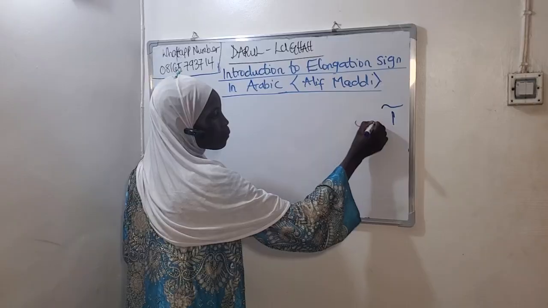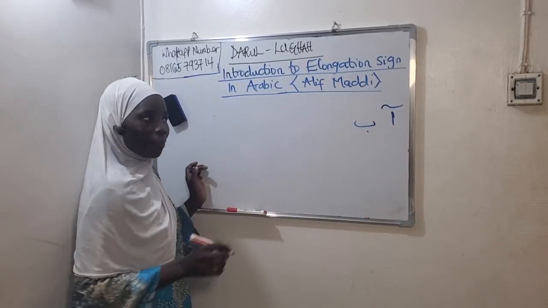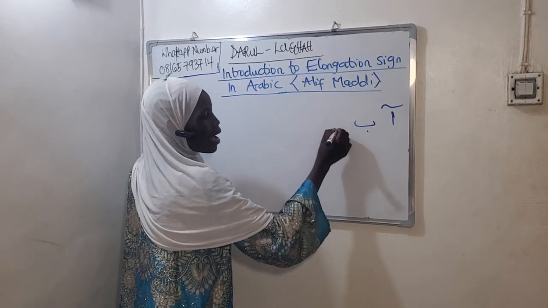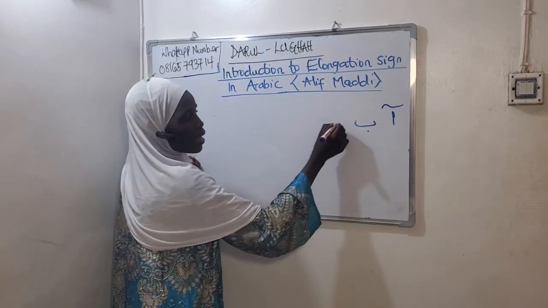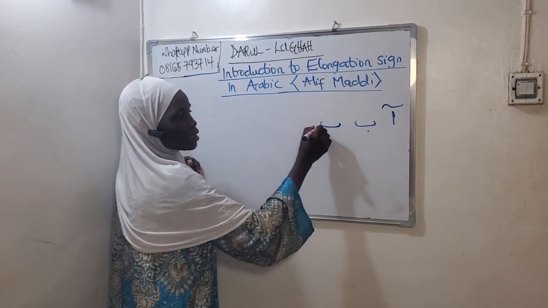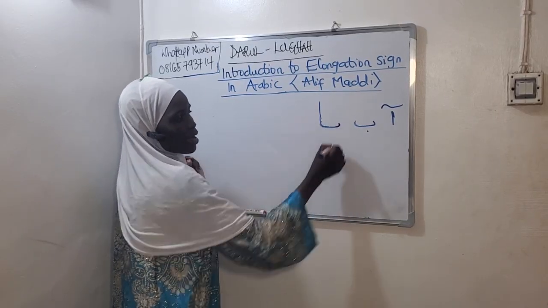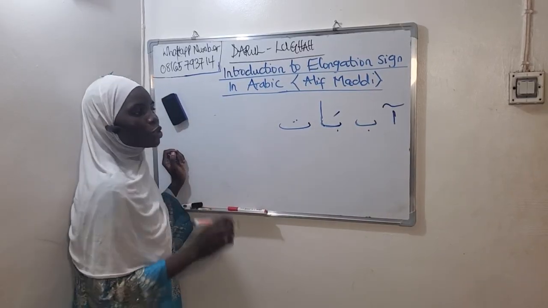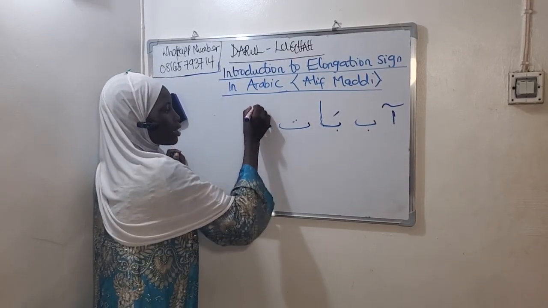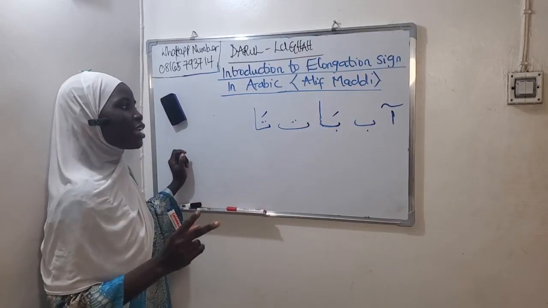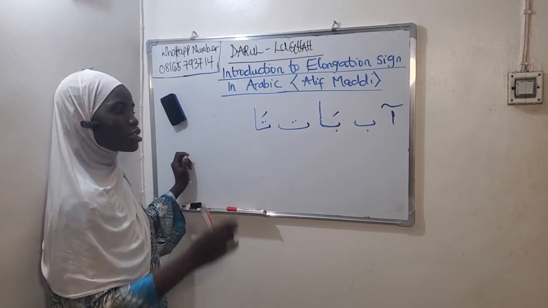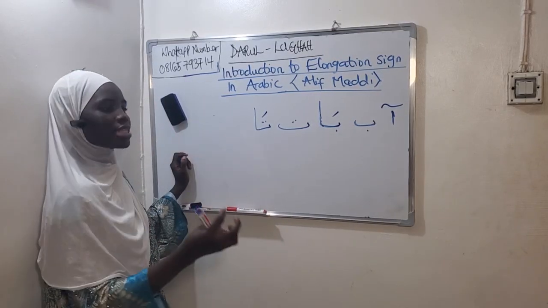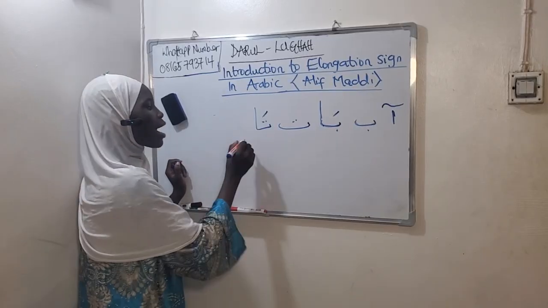Then Ba. This is our normal Ba. Ba plus Alif Maddi: instead of writing Ba like this, you now add Alif Maddi. Ba, Fatia, Alif Maddi. Ba. These are our normal Ta. If we add Alif Maddi to our Ta: Ta, Fatia, Alif Maddi. Ta. I said the extension of the sound is just 2 seconds. Ta, and not Taaaa. Just 2 seconds.